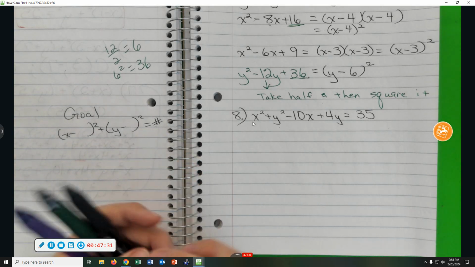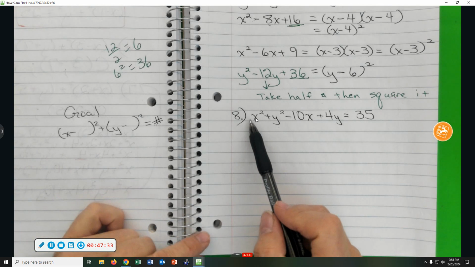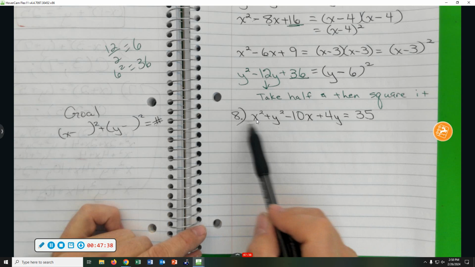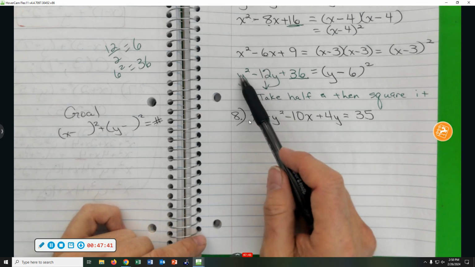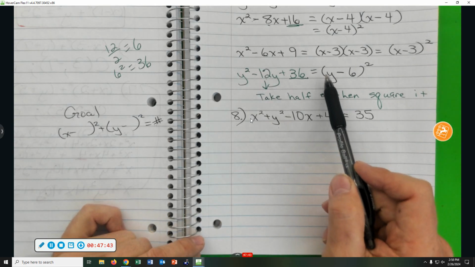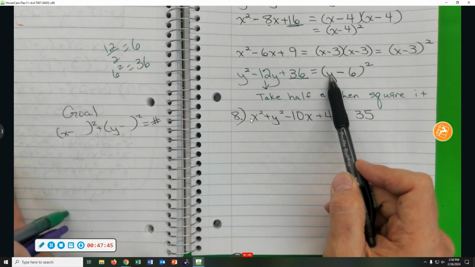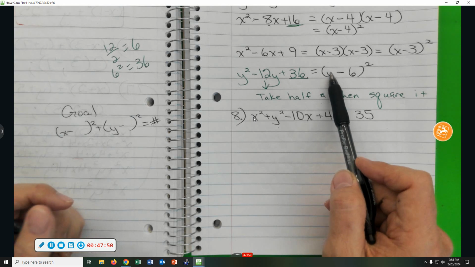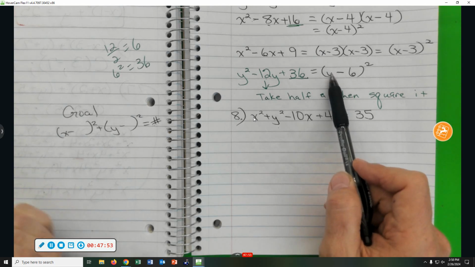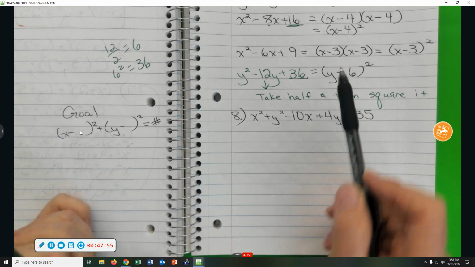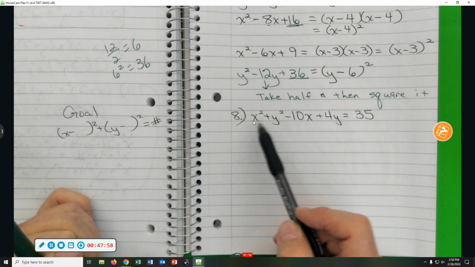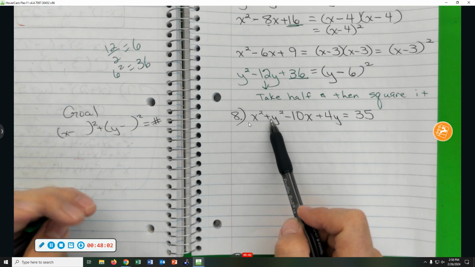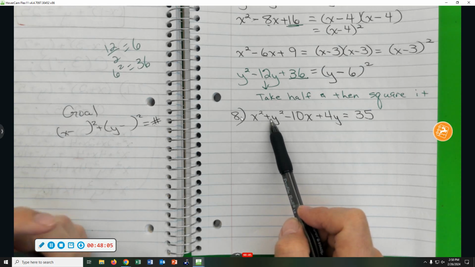First thing I'm going to do, I'm going to look and ask myself, what's the leading coefficient here? These perfect squares, remember inside the parentheses, it just has to be a variable. It can't be anything else. It can't be a 7y inside there, just a variable to get it into center radius form. So I have to look and ask myself, is there a coefficient on those squared variables? If so, then we're going to have to divide through by it.